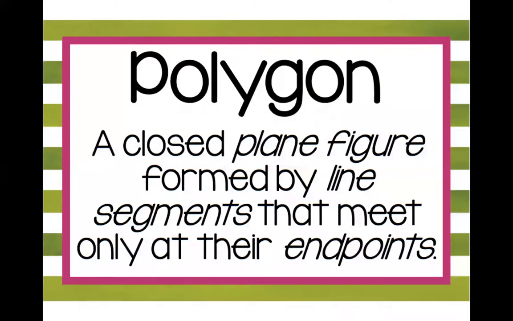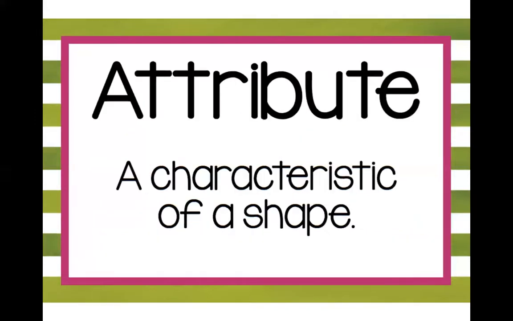All right, so to review, a polygon is a closed plane figure. That means it's flat or two-dimensional, formed by line segments that meet only at their endpoints. And we talked yesterday when we were talking about angles that the endpoint is where the two lines meet. So polygons can be described by their attributes. And an attribute is a characteristic of a shape. And polygons have 2 attributes, the sides and angles. And we'll talk about each of those now.